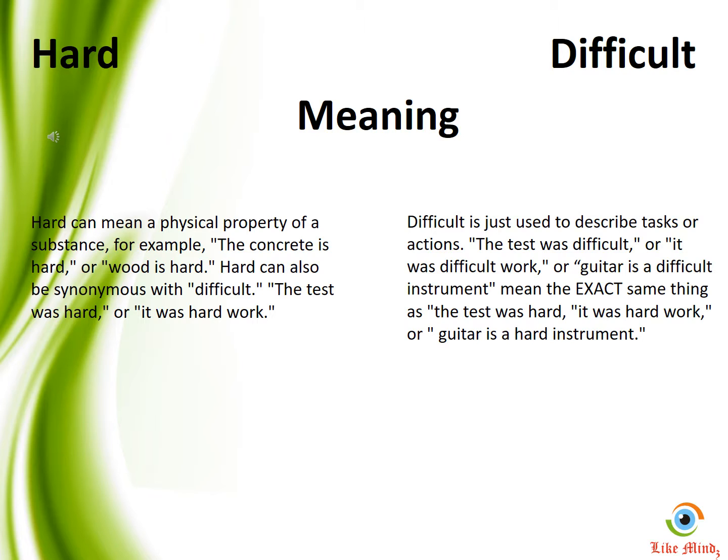Difficult. Difficult is just used to describe tasks or actions. For example, the test was difficult, or it was difficult work, or guitar is a difficult instrument to play. Meaning the exact same thing as the test was hard, it was a hard work, or guitar is a difficult instrument.